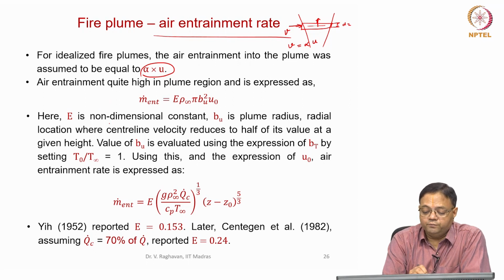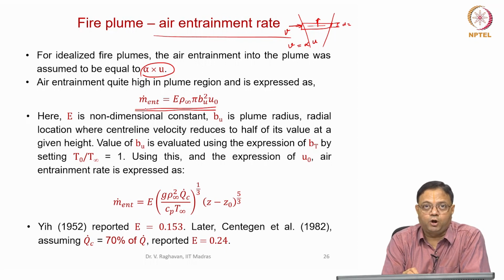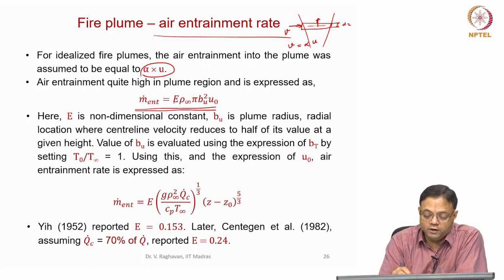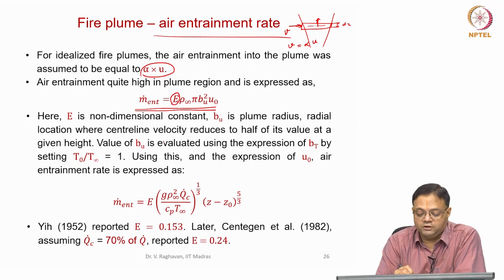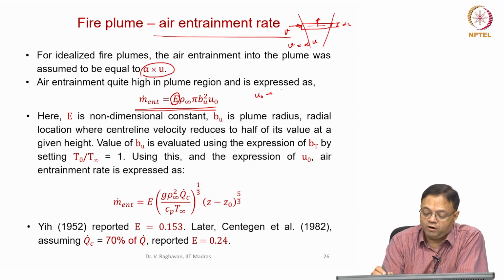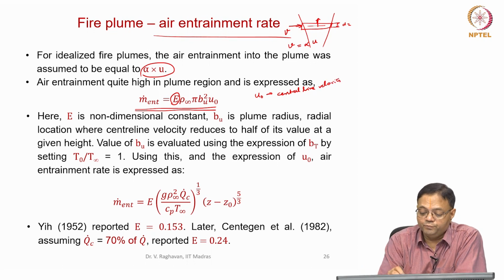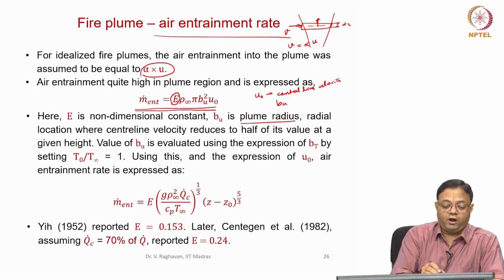Now we can consider the air entrainment in this manner, that is, the mass flow rate of entrained air, m dot ent, equal to some non-dimensional constant E into rho infinity pi b u square into u naught. Okay, now what is u naught? U naught is the center velocity at a particular height, and b u is the plume radius which is got from the velocity profile.